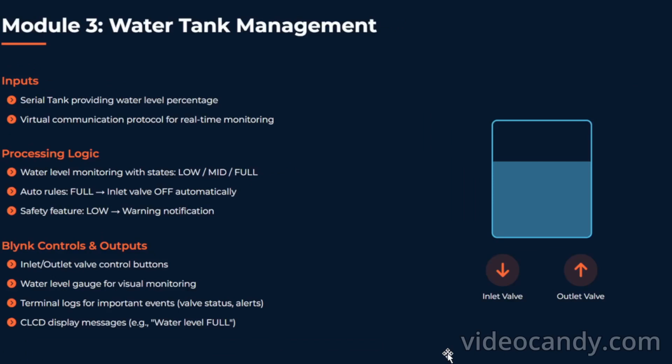The water tank module uses a virtual serial tank to monitor water levels. Through serial communication, the Arduino reads the current water level and updates the CLCD and Blynk app. When the tank is full, the inlet valve is automatically turned off and a notification is sent to the app. This module highlights the use of threshold based logic and IoT for real time system monitoring and control.